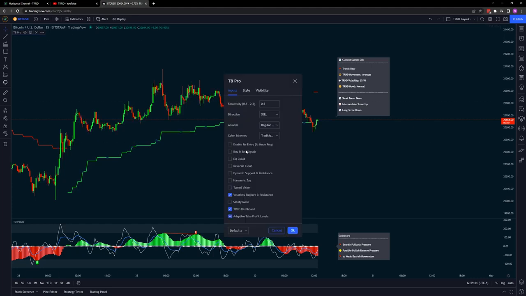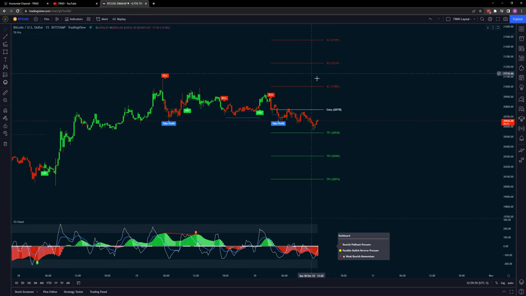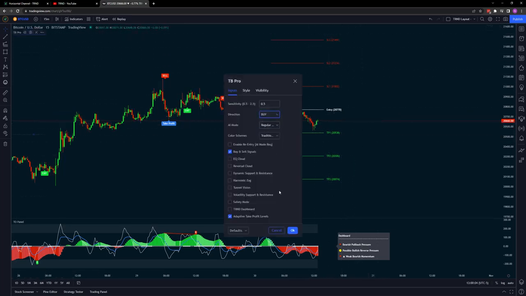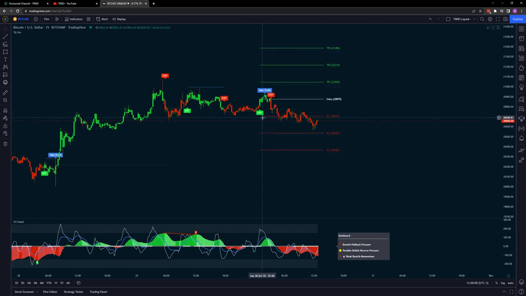Then we have adaptive take profits, which is reflected by your current buy or sell signal direction. So in this instance, we have sell enabled. We'll enable adaptive take profit, and it's going to give us our entry, our 3-to-1 stop loss, and our 3-to-1 take profit. If we were to turn the buy direction on, again, avoid trading against the direction. But if we do turn the buy direction on, we're going to get buy for this buy signal, entry, 3-to-1 take profit, and a 3-to-1 stop loss.